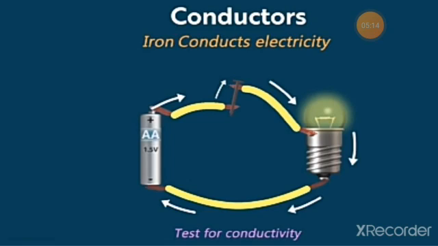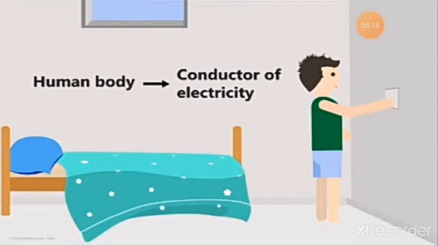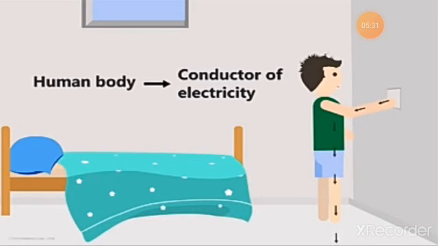Do you know that the human body is also a conductor of electricity? In fact, it's a very good conductor. This is the reason why we get an electric shock if we are not careful. The electric current flows through the body towards the earth.